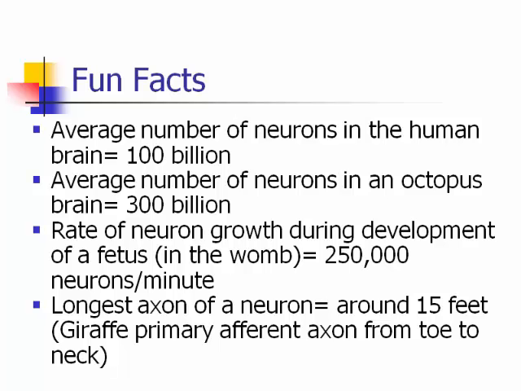Fun fact, average number of neurons in the human brain is 100 billion. The average number of neurons in an octopus brain, 300 billion. The rate of neuron growth during development of a fetus in the womb, 250,000 neurons per minute. Yeah, think about that. Boom, boom, boom, going so fast. Per minute. And the longest axon of a neuron is around 15 feet. It's in the giraffe, of course. Think about that, right? This primary afferent axon from its toe to its neck, 15 feet.